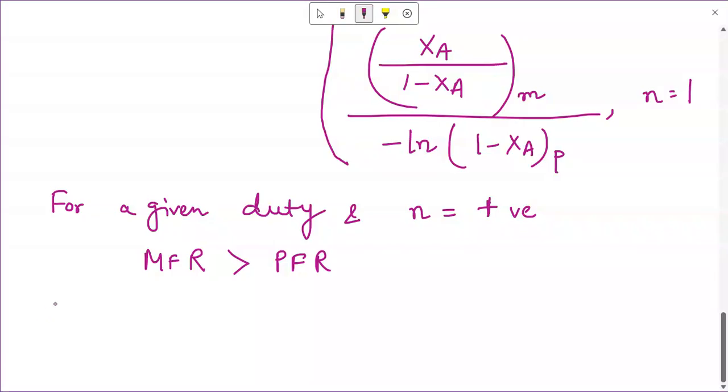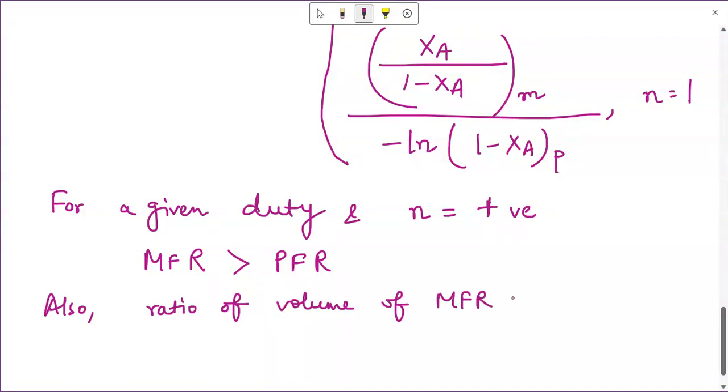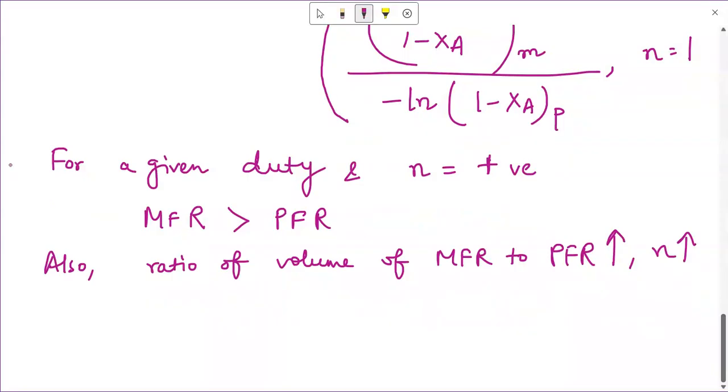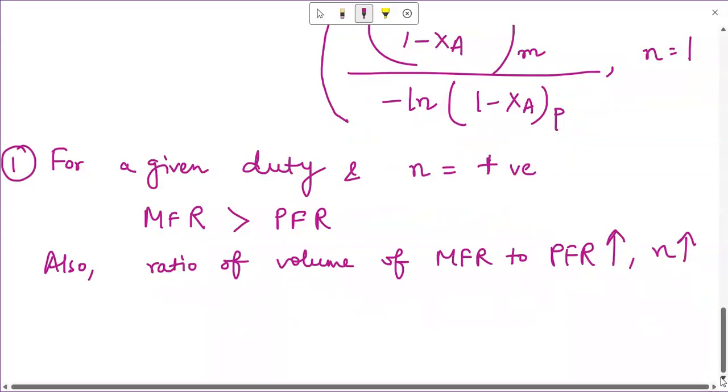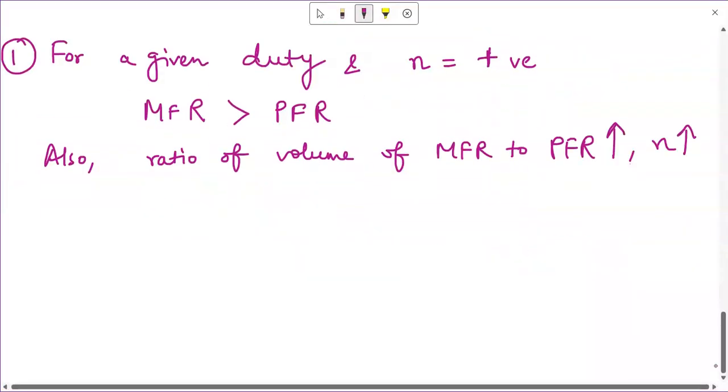Also, the ratio of volume of MFR to PFR increases with increasing order. This is one of the key points that you need to remember when you are talking about flow reactors.